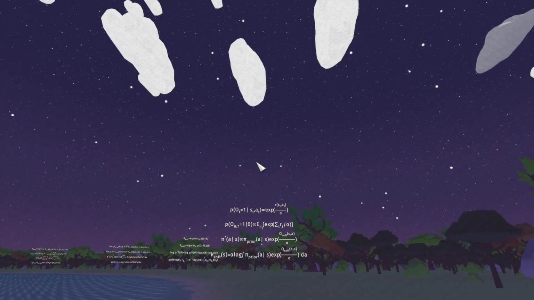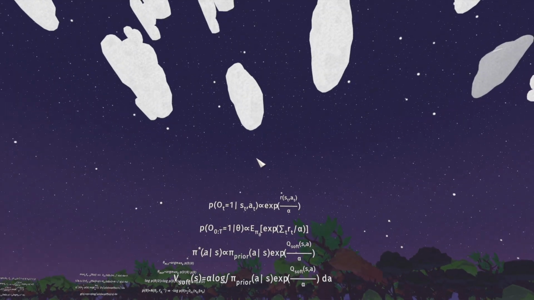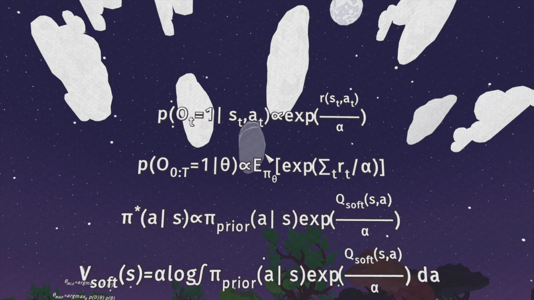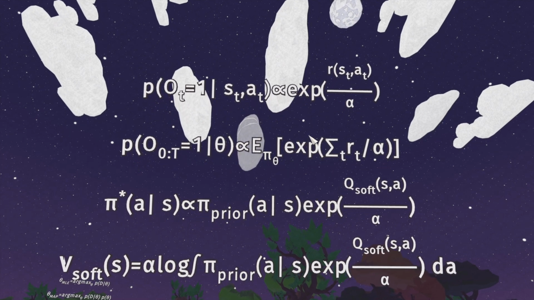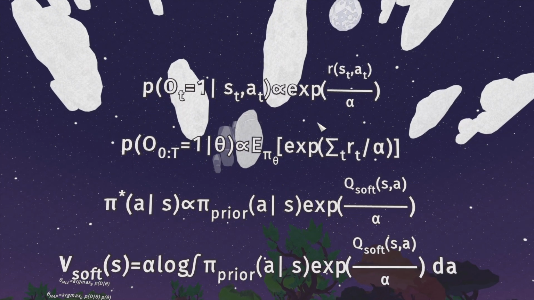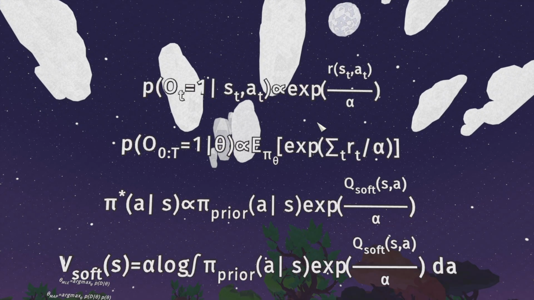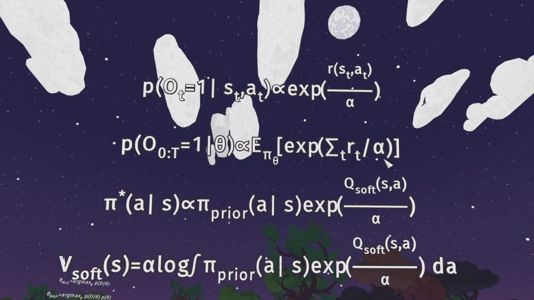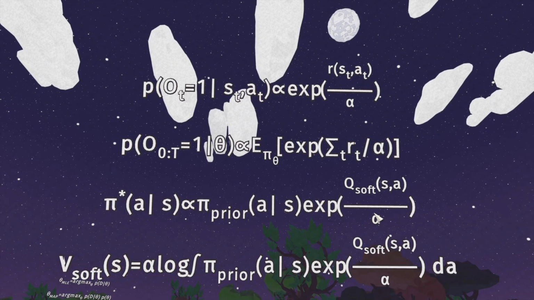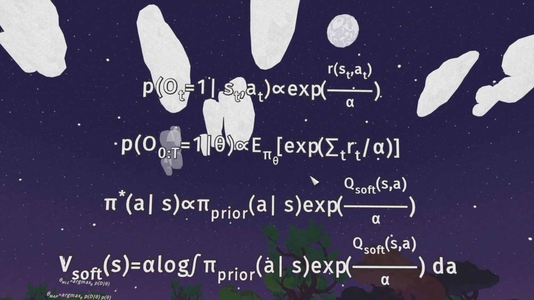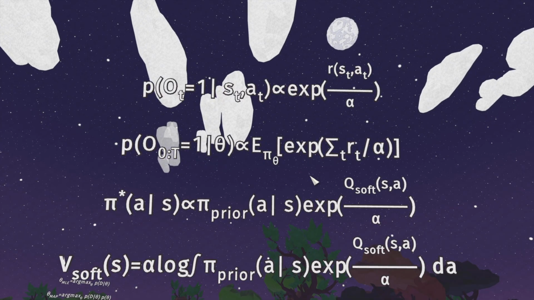Control as inference reduces RL to probabilistic inference by introducing a binary optimality variable O at each step with likelihood proportional to the exponential of the reward. A high reward action becomes likely to be an optimal action. A low reward action becomes unlikely. The temperature alpha controls how sharp that likelihood is. Small alpha pushes the inference posterior towards the greedy policy. Large alpha flattens it towards the prior.